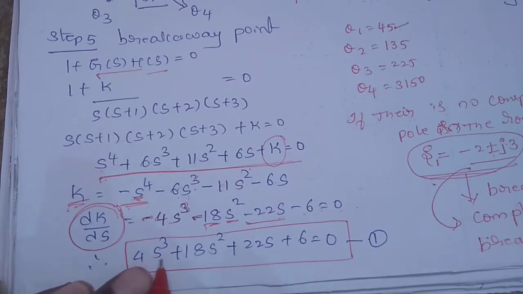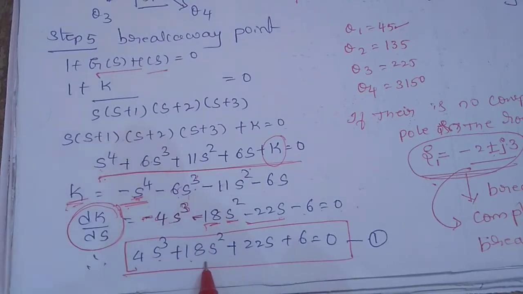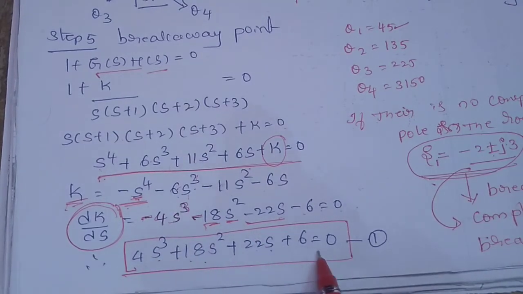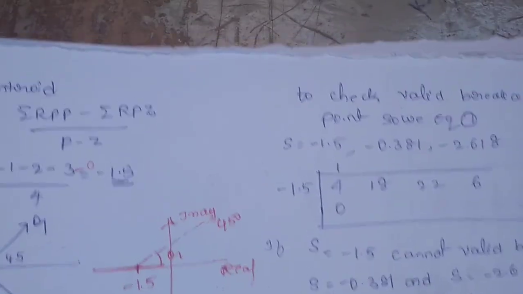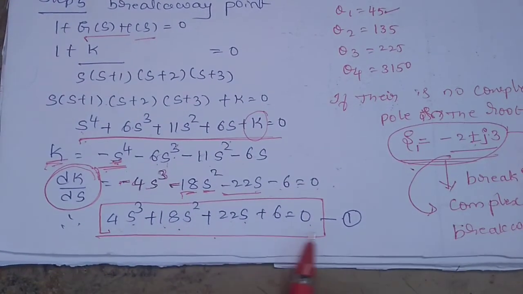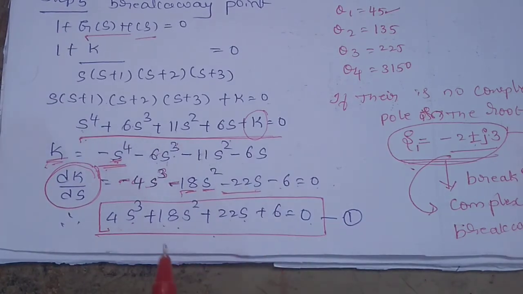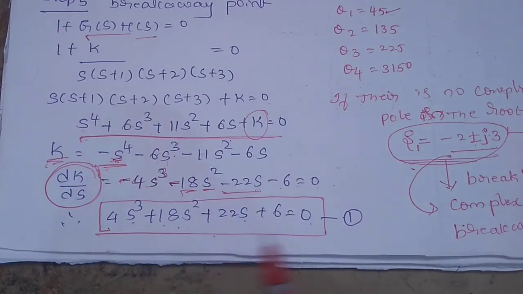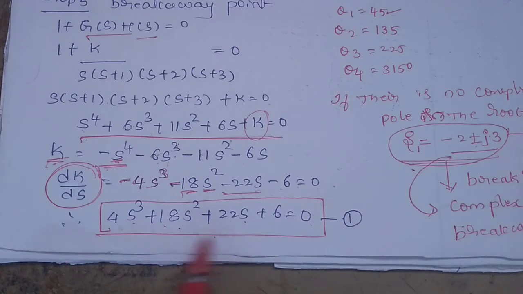Then you have to check the valid breakaway point. So these are the roots of the equation. From these roots, the breakaway point is either valid or invalid. How to find the roots for this cubic equation? To find the roots, we can use the trial and error method.